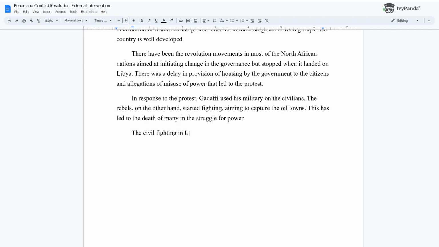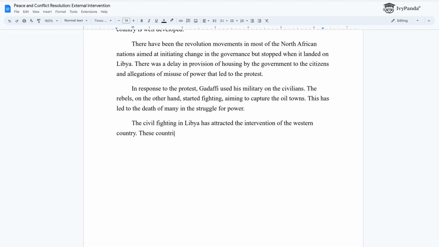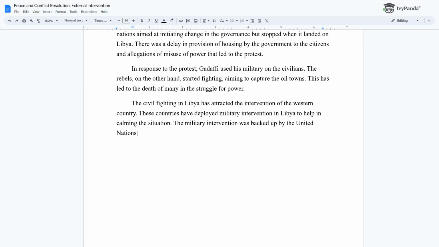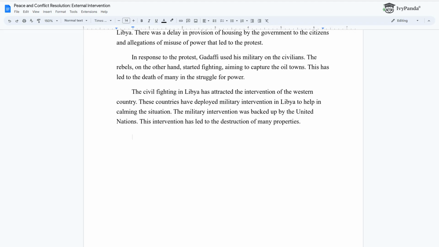The civil fighting in Libya has attracted the intervention of the Western country. These countries have deployed military intervention in Libya to help in calming the situation. The military intervention was backed up by the United Nations. This intervention has led to the destruction of many properties.